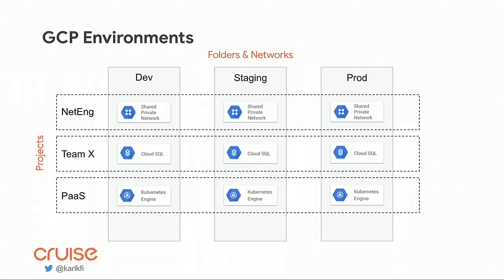And what this means is that we're setting up multiple projects per team at this point. So for example, NetEng here has a shared private network spanning multiple environments, and they share that network with the other projects. And we have different teams that have, for example, their databases in SaaS products and other things like Cloud SQL, other SaaS products in GCE, whether they're running GCE nodes or GCP SaaS. And then the PaaS team manages a set of shared clusters across the environment here.